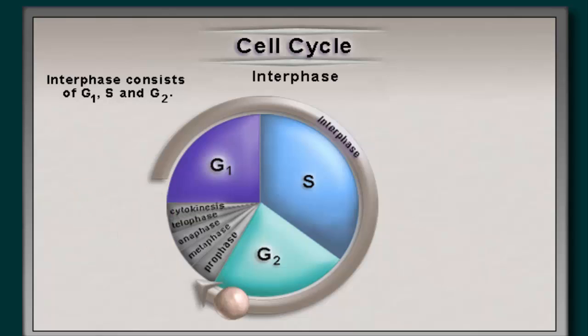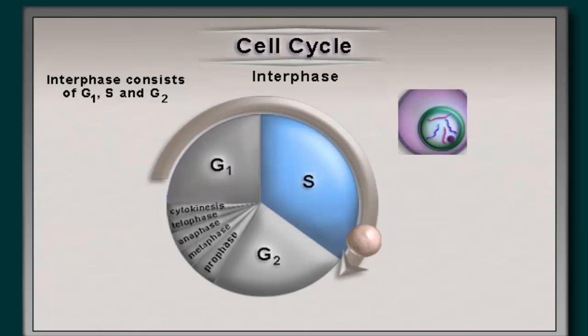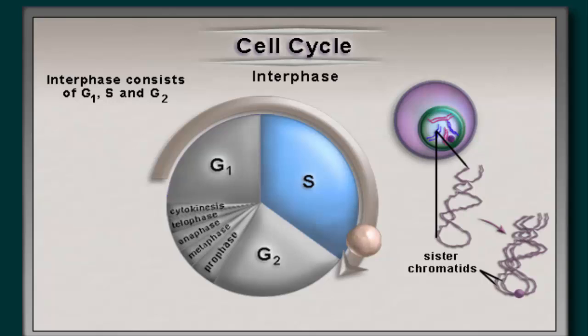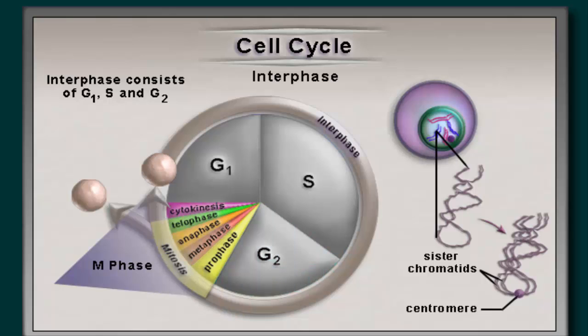The cell grows and produces new cellular structures in the G1 phase. During the S phase, the cell doubles its set of chromosomes. Each original chromosome and its duplicate partner are identical, and they are known as sister chromatids. The sister chromatids of each duplicated chromosome are bound to each other by a dense region known as the centromere. During the G2 phase, the cell prepares for the M phase, which is mitosis and cell division.